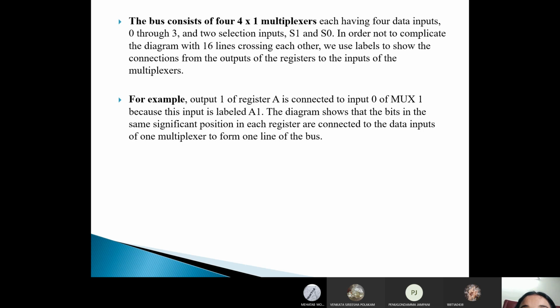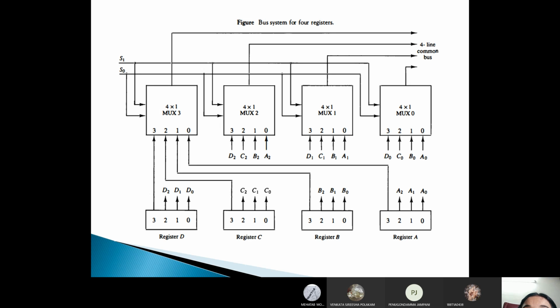So this is the example of the bus, and this is the main diagram of the bus registers. These are the registers, and these are the multiplexers we are having. For every multiplexer, we have common lines, and each common line will be assigned a common 1-bit register. So these are the registers A, B, C, D. These are the inputs. These are the 4-line common bus, which gives the output. So this is the bus structure.